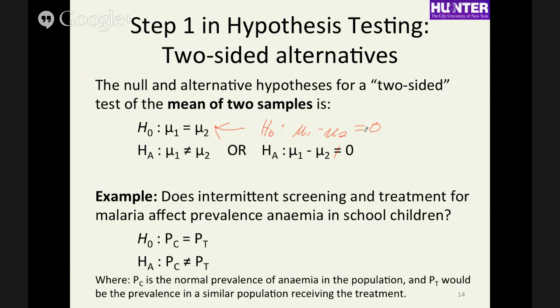So in the malaria example, one of the null hypotheses was that the prevalence of anemia is the same in the control population as in a population that is receiving the malaria screening and treatment. And the alternative hypothesis is that those prevalences of anemia differ.